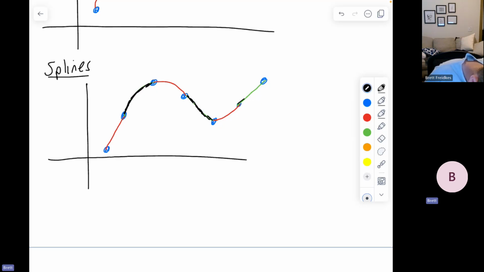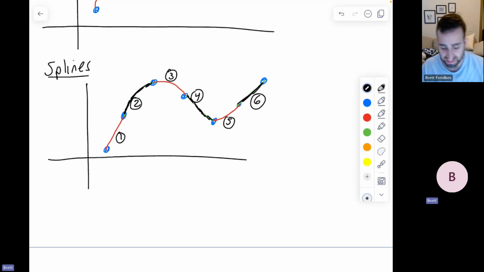So what we have here, if we have 7 data points, we have 6 individual splines. This is the first, the second, the third, the fourth, the 5th, and the 6th spline. Because we have 7 data points, we'll have 6 different curves that are connecting them in between.